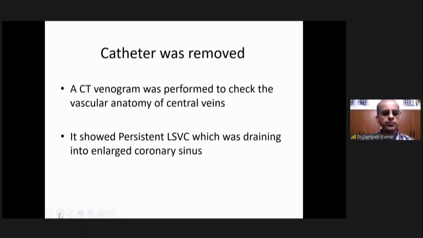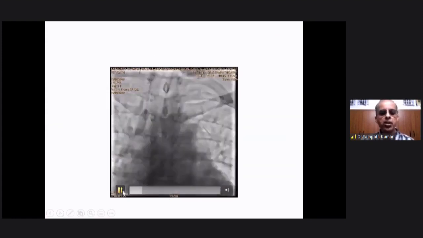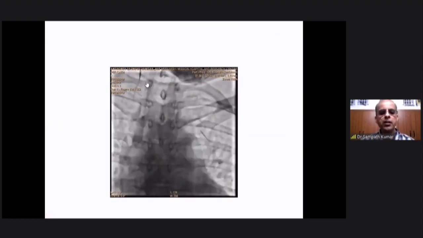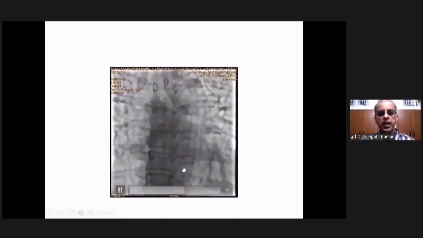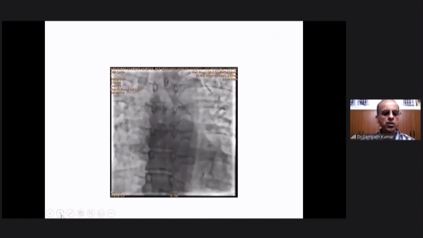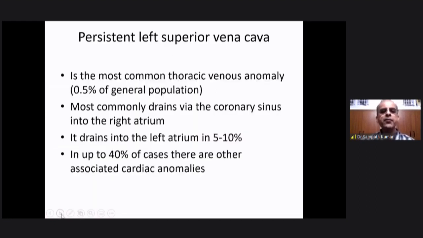So this was the dye study which showed that the dye was not going into the superior vena cava, it was coursing into the left superior vena cava, and it was draining into the coronary sinus. This is the transverse coronary sinus that you are seeing here. We did not have many options in this patient, and we chose to do a left-sided tunneled CVC, even though that was the only conduit that we had.